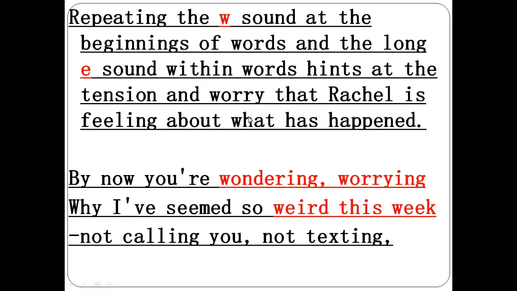So the repetition of W and long E sound indicates tension and worry that Rachel is feeling about what has happened. When Rachel came to know about Nilda's weird, strange behavior, she was wondering, worrying. These are techniques which arouse the inner feelings of humans, what is happening inside. So there is inside conflict.